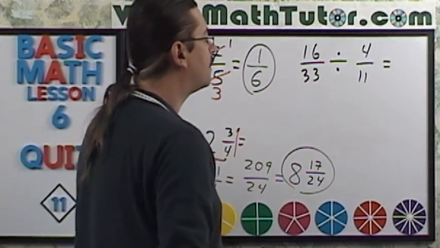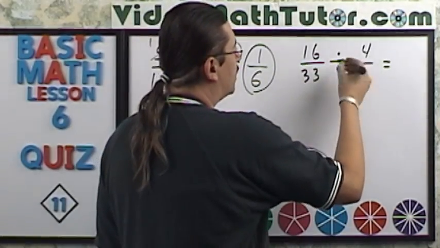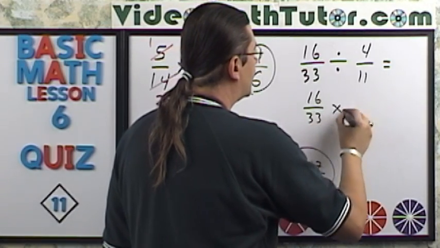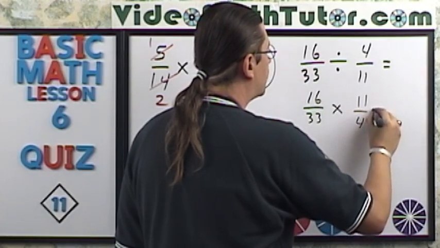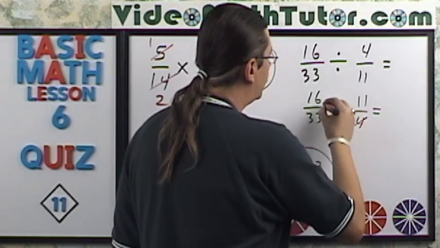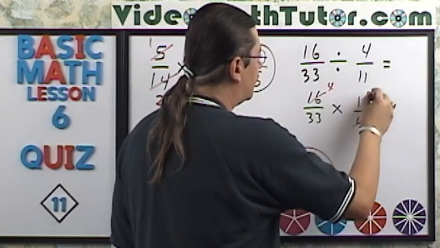Now for this last one here, I'm going to change my division to a multiplication. So this is just 16/33 times 11/4. So I can zap some stuff out. So here are the 4 and the 11s.